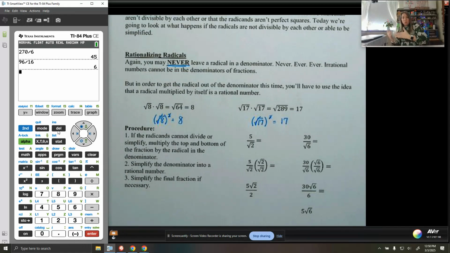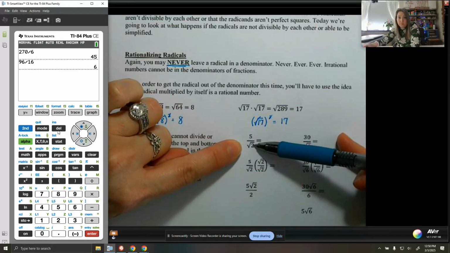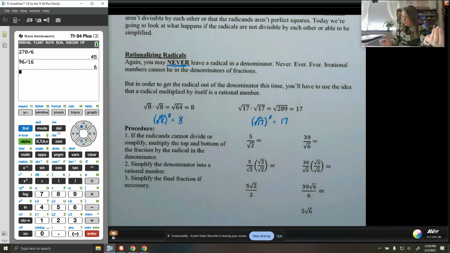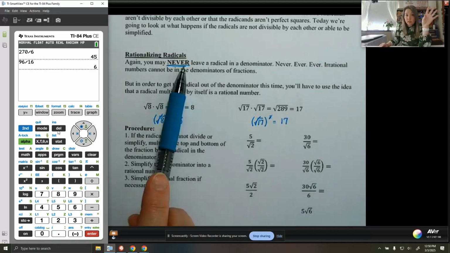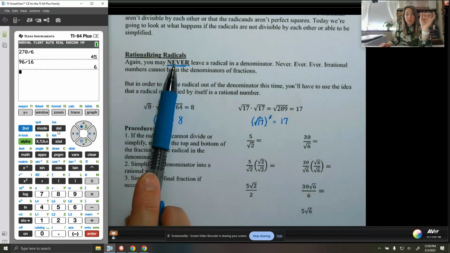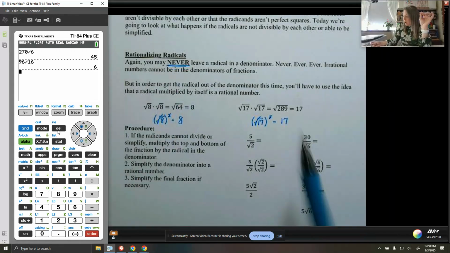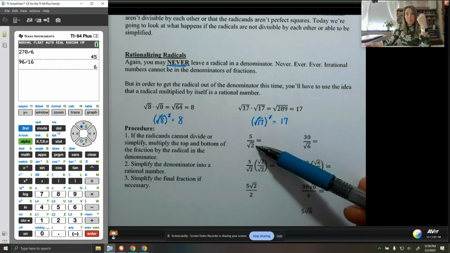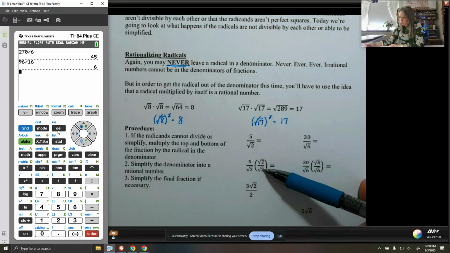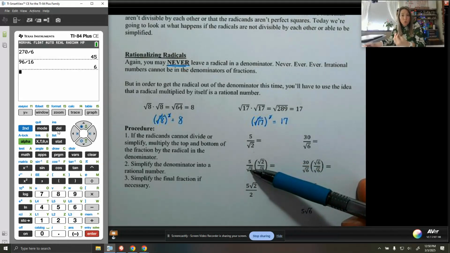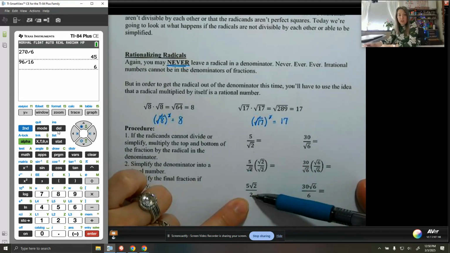All right. Well, what if I'm just stuck with a radical in a denominator, like 5 over radical 2? Well, let's force a perfect square in the denominator. We don't care about what's in a numerator. It's just that a radical can never be left in the denominator. So now what we're going to do is force it. Let's multiply top and bottom by radical 2. When I do that, radical 2 times radical 2 is radical 4. What's the square root of 4? It's the integer 2.